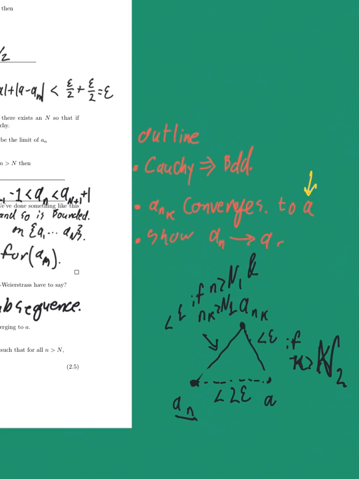I don't ever want to see in your homework something that looks like this. This isn't part of the proof. This is part of the scratch work that you do in advance. I never want to see that.